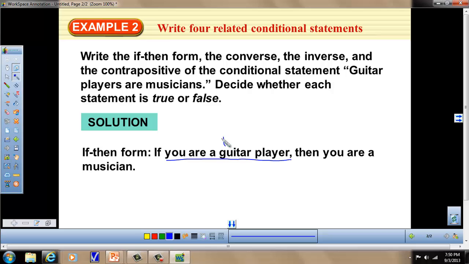My P is here. My Q, I'm going to double underline it. My Q is there. So it's P implies Q. And if you are a guitar player, then you are a musician. That is true, because a guitar is a type of musical instrument, so that would make you a musician. So that one would be true.